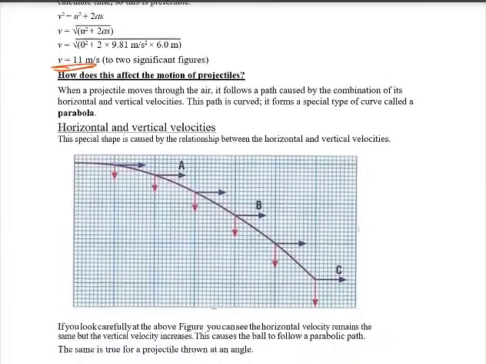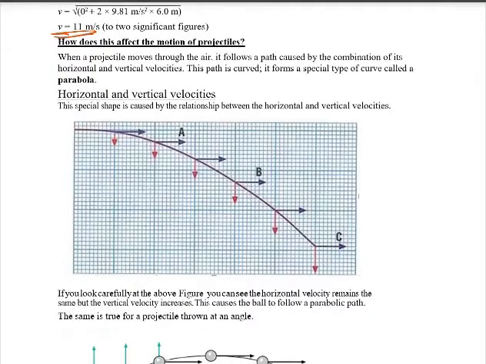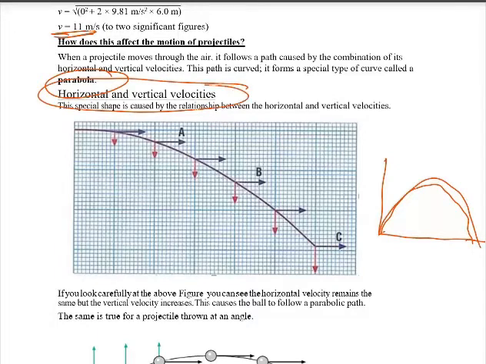Okay, the other thing is, how does this affect the motion of a projectile? That means how the horizontal and the vertical velocities are affecting a projectile. The effect of horizontal and vertical velocity, in general, they make the path of the projectile what? Parabola. When you draw the motion of a projectile, you must draw it in such a manner, because it's parabolic, and this parabolic path is caused by what? The horizontal and the vertical velocity.